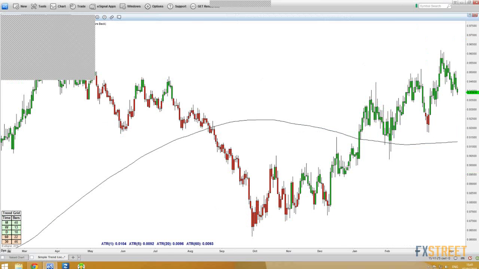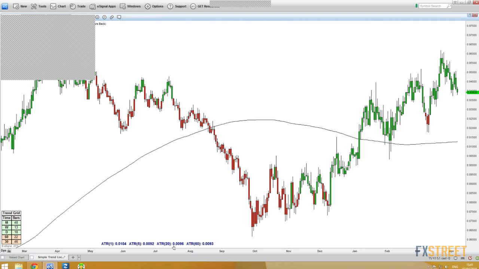At the bottom, it says the average true range. So the average true range for 1 day, 5 days, 20 days, and 60 days. We've got the average true range here. So on average, the average true range is moving around 100 pips. That's 100 pips a day, 100 pips every 5, 20, 60 days. It's moving around 100 pips.